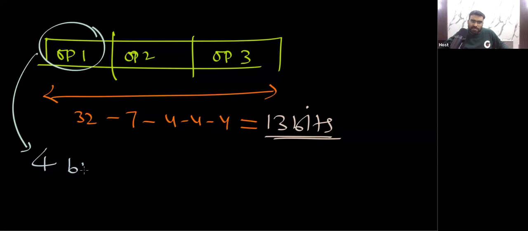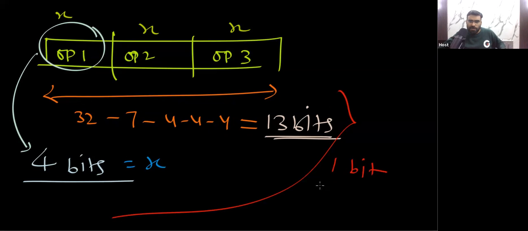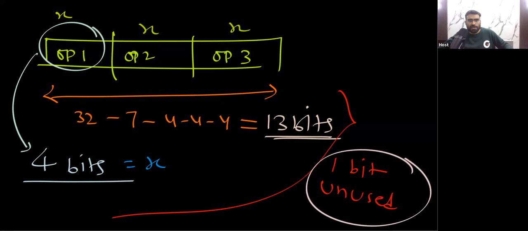Only 4 bits, right? Because this is the value of x, this is x, this is x, so x will be 4 bits. Is this clear? One bit will be wasted, one bit is unused. So very simple, remember 4 bits.